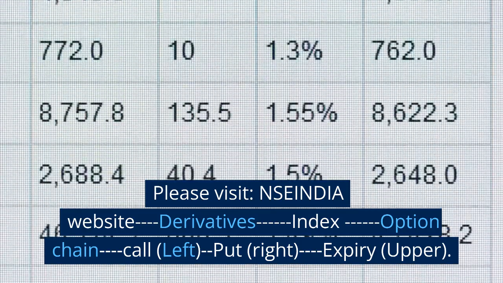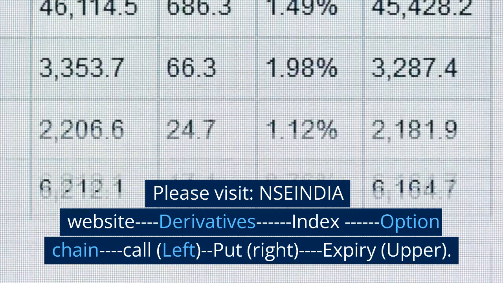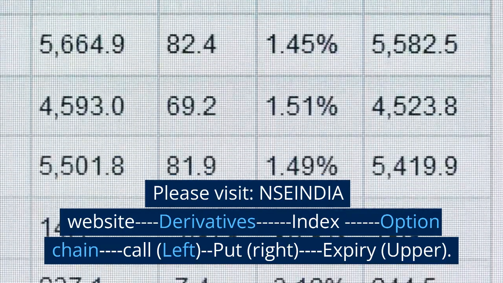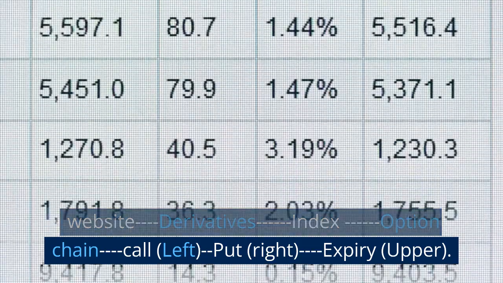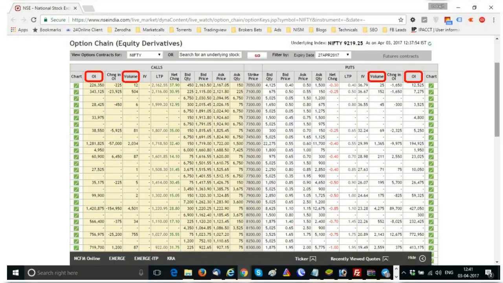So derivatives consist of futures and options, and shortly they will call them NFO, for the derivatives. Just visit the NSE India website. This is the slide showing the NSE India website. Here you can see the option chain. On the left hand side is the call option, on the right hand side the put option. Please visit the website for more information.